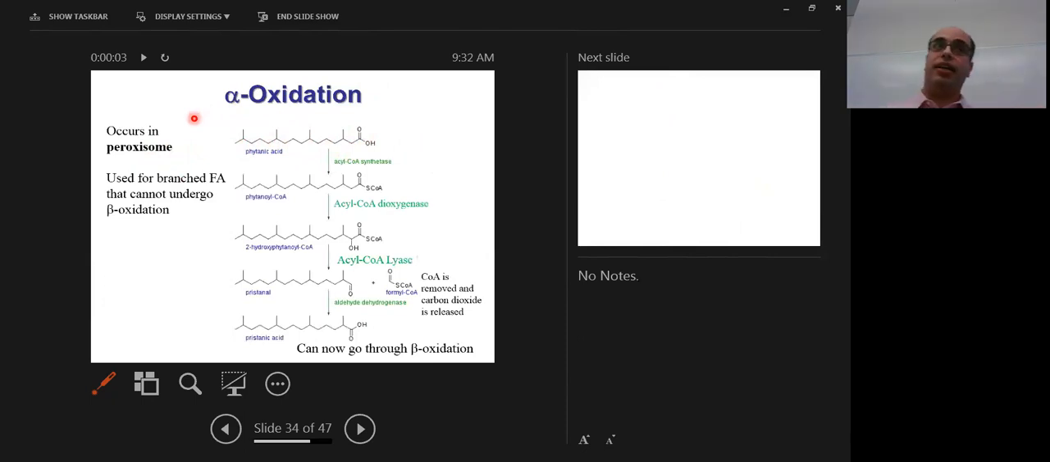So in beta oxidation, we're cleaving at that beta carbon. Alpha oxidation, we're going to be cleaving at the alpha carbon. This is the only fatty acid oxidation pathway that does not occur in the mitochondria. It occurs in an organelle called the peroxisome.